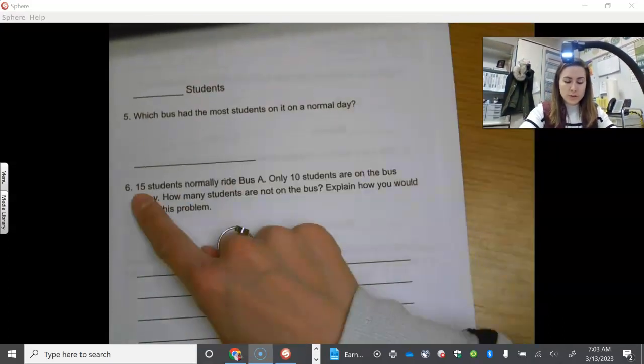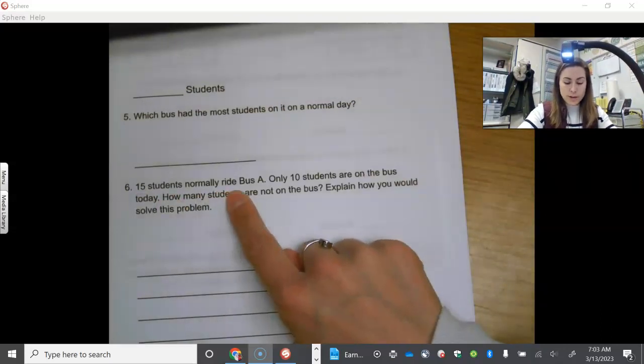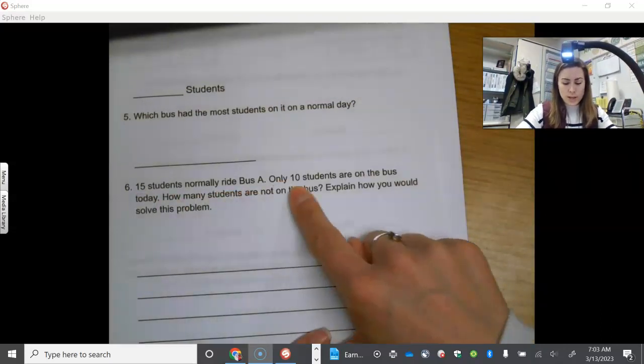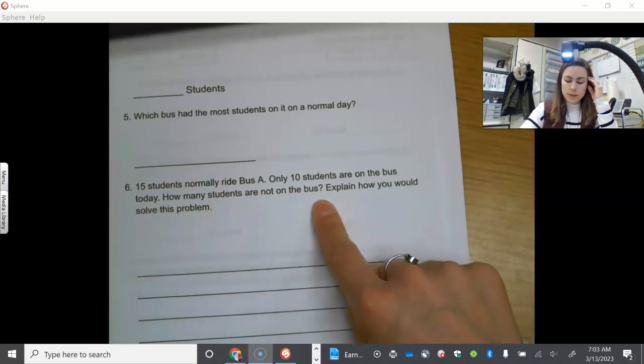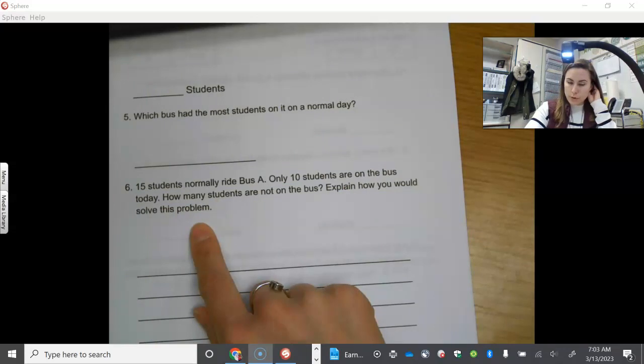Number 6. 15 students normally ride Bus A. Only 10 students are on the bus today. How many students are not on the bus? Explain how you would solve this problem.